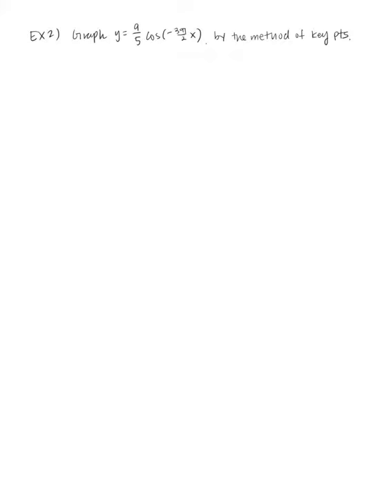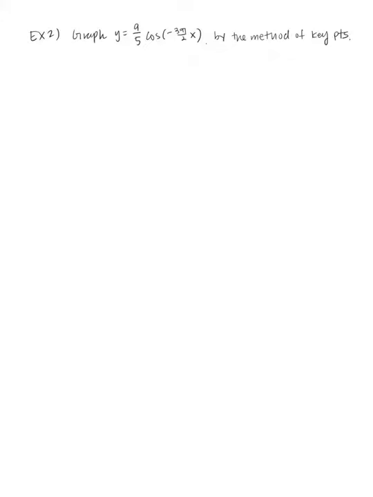Let's take a look at example 2. Graph y equals 9 over 5 cosine of negative 3 pi over 2 x by the method of key points, which means follow the previous steps. Steps 1 through 4. I'm going to do this strictly the way your textbook does it.